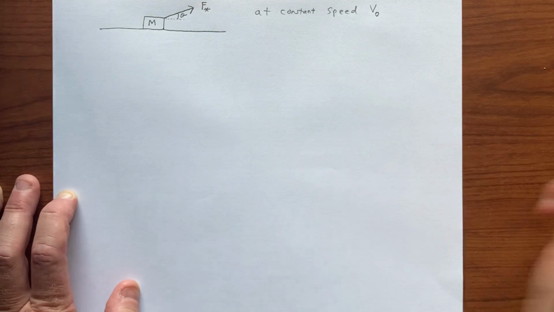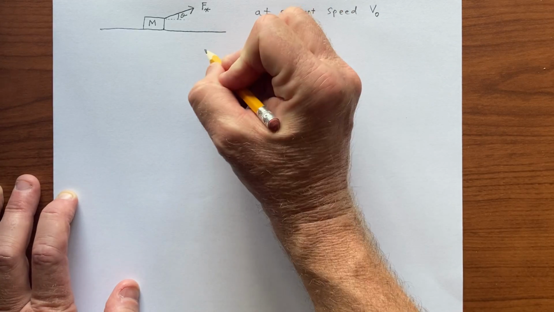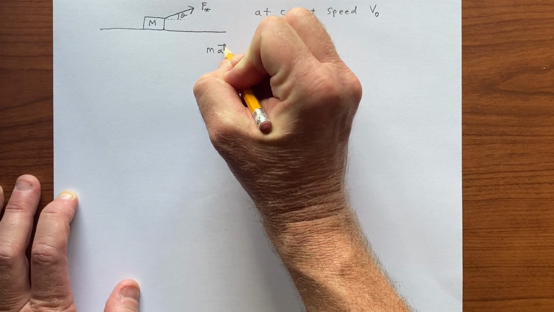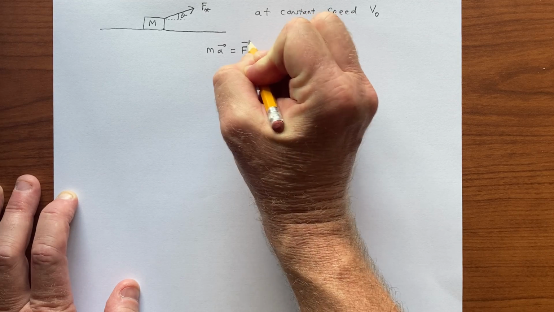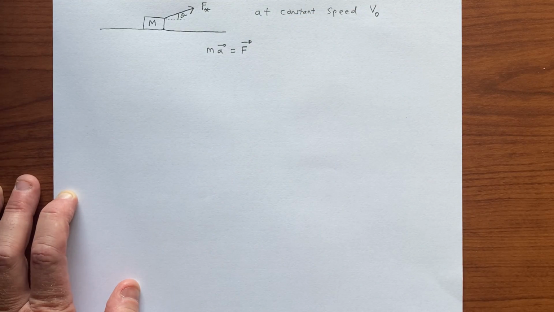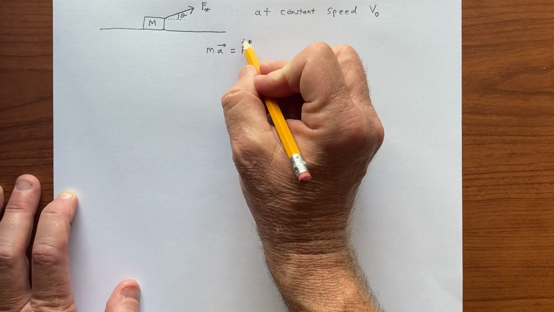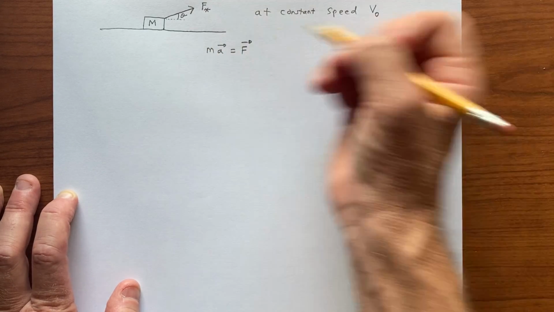Now we know the mass of the object. Let's see what ma equals F, what Newton's second law tells us, says. So if we want to apply this, this is a vector equation.